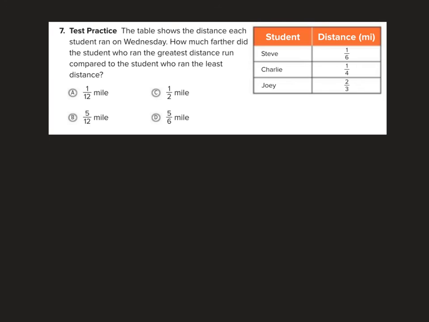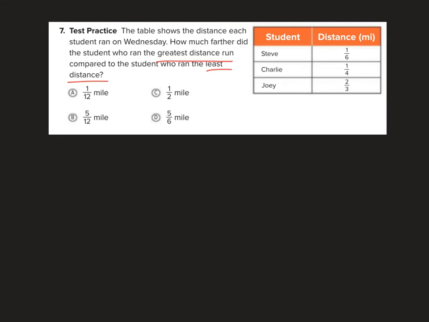Here's the test practice. This table shows the distance each student ran on Wednesday. How much farther did the student who ran the greatest distance run? Ooh, they're making it tricky. We have to figure out the biggest fraction compared to the student who ran the least distance.